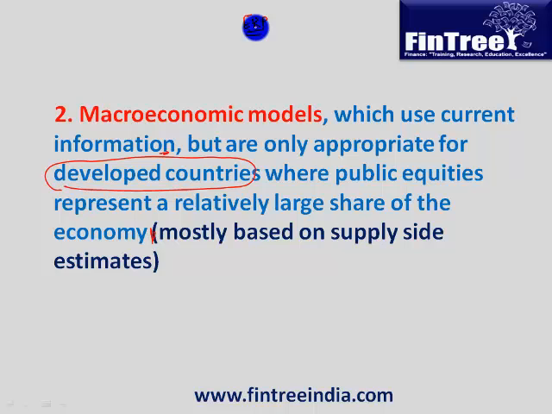The second forward looking model is the macroeconomic variable model. It says that macroeconomic variables will typically work for developed countries. Why? Because in developed countries, the equity markets and the GDP level would be synchronous. Why? Because a large number of companies would be listed. Okay, so that's the assumption that they've given here.